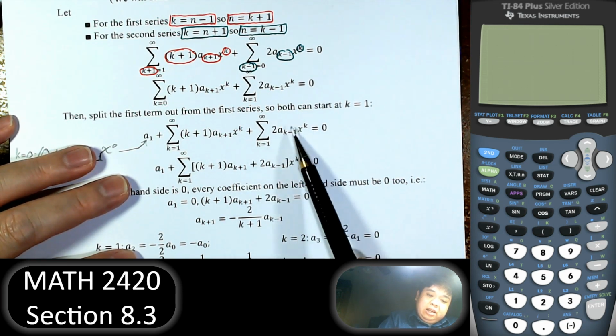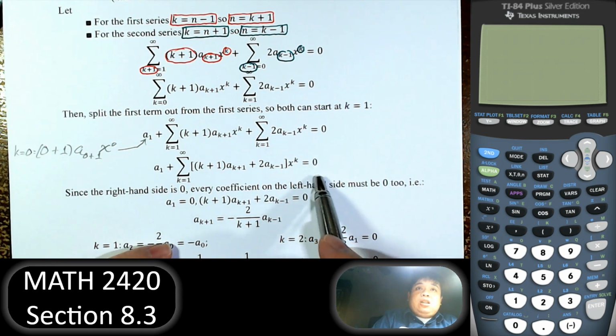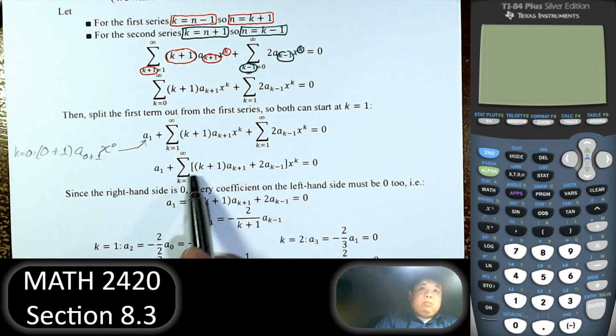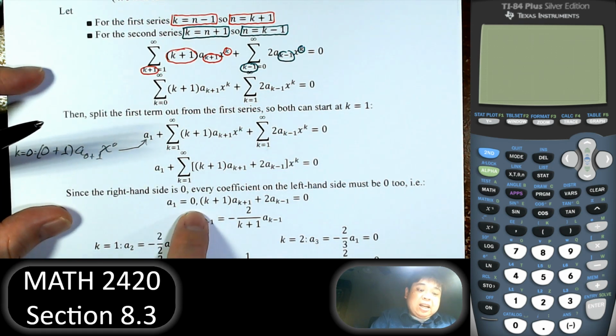Factor out x to the k, and we have that. Now, the nice thing about this, the fundamental of the power series solution, is that the right hand side is equal to 0. On the left we have a polynomial representation. Now, the polynomial equal to 0 when all the coefficients equal 0, right? All the coefficients equal to 0. That means the a1 here has to be equal to 0.